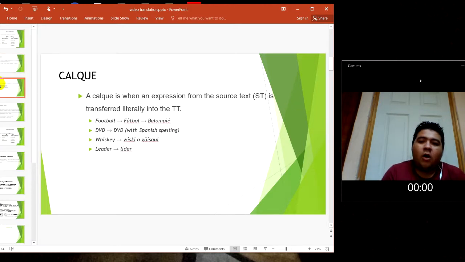We are going to continue with calque. A calque is when an expression from the source text is transferred literally into the TT. For example, football in Spanish, fútbol, and balompié. We have DVD in Spanish, DVD, with the Spanish pronunciation. We have whisky, whisky in Spanish, with the proper name. And we have leader in English and líder in Spanish. For example, I like those DVDs. Me gustan esos DVDs.